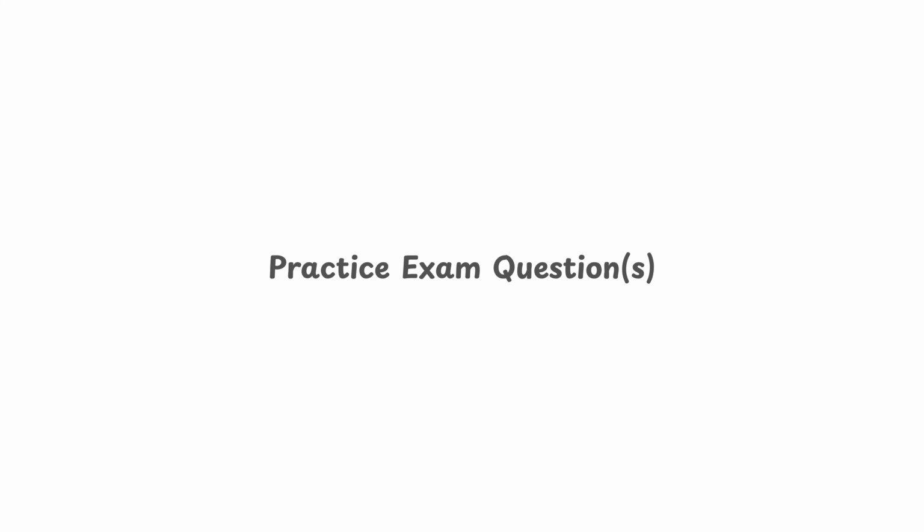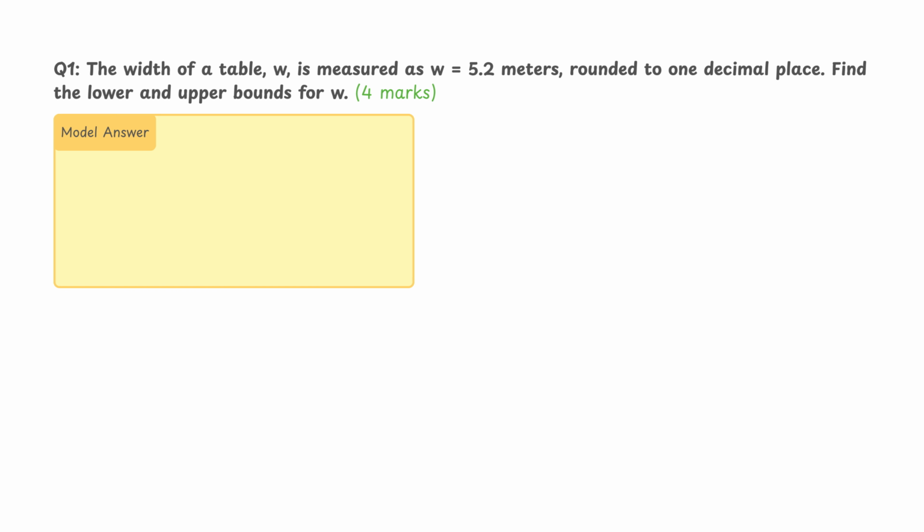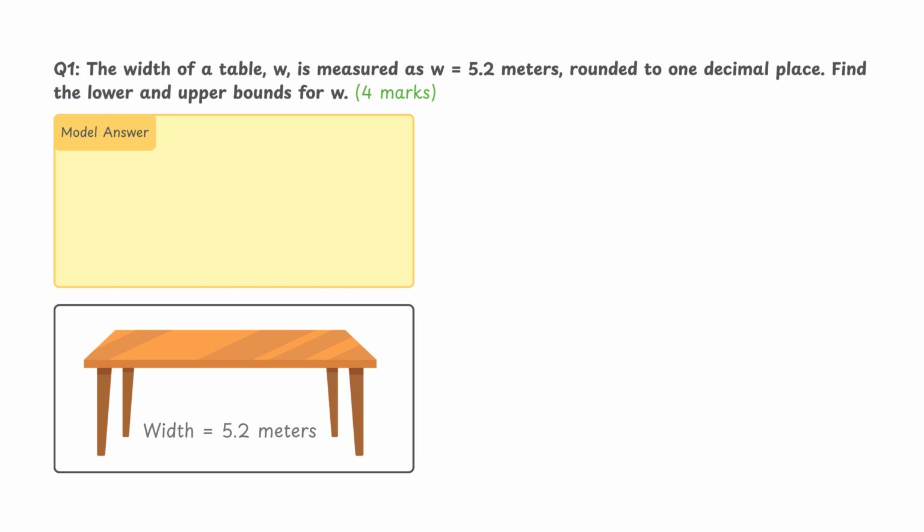Now, let's dive into some exam-style practice questions. You can pause the video and try yourself. Question 1. The width of a table, W, is measured as 5.2 meters, rounded to 1 decimal place. Find the lower and upper bounds for W. This question is worth 4 marks, so we will go step by step and make sure we secure each mark.